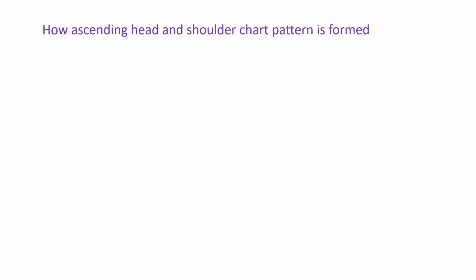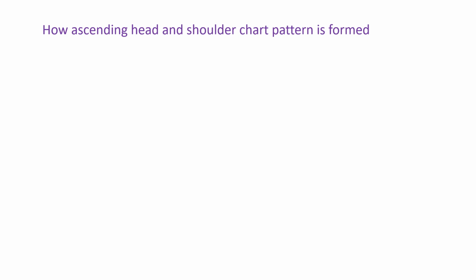Next, I'm going to show you how the ascending head and shoulder reversal pattern is formed. Ascending head and shoulder is a strong chart pattern that you can see all the time. Whenever you see a strong trending market, it will eventually reverse, and you may see this pattern more often. That is the reason I'm going to show you how it works, how to enter the trade, and set your stop loss and profit target.